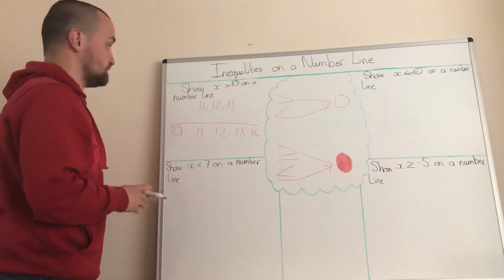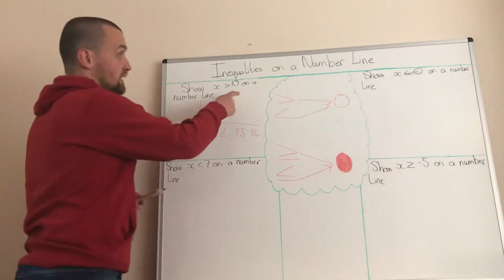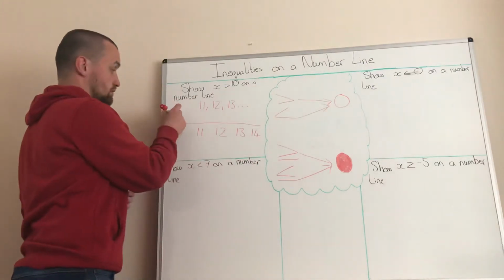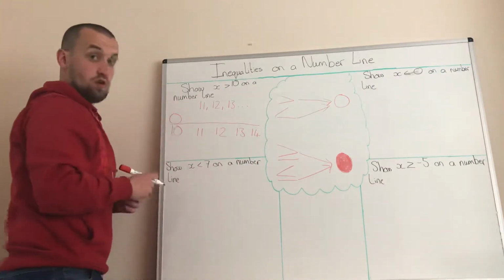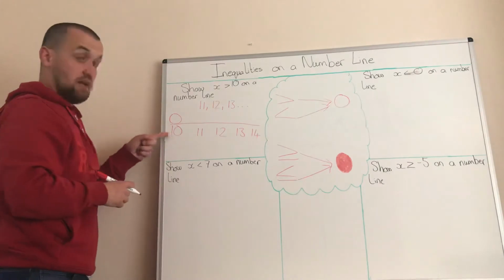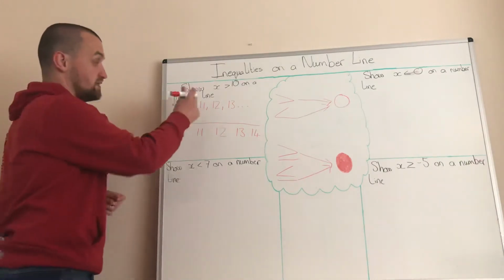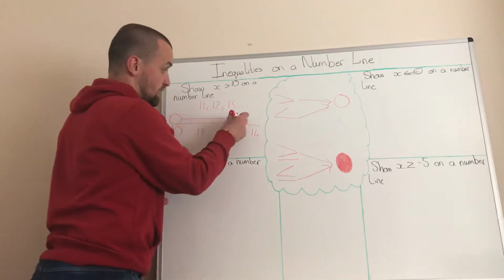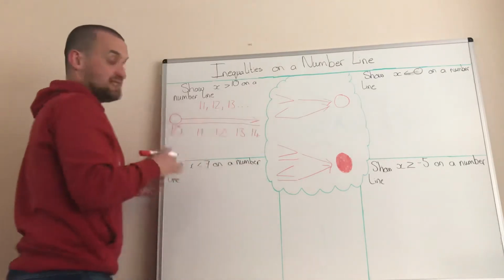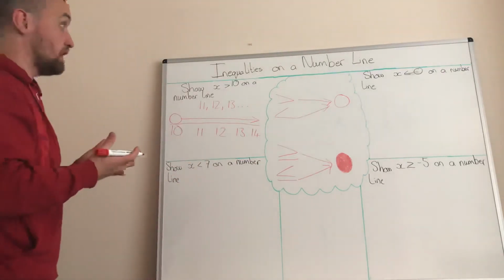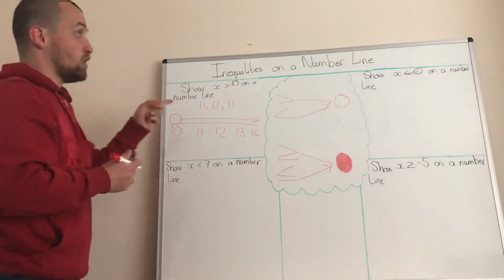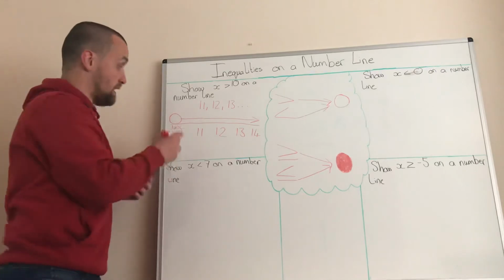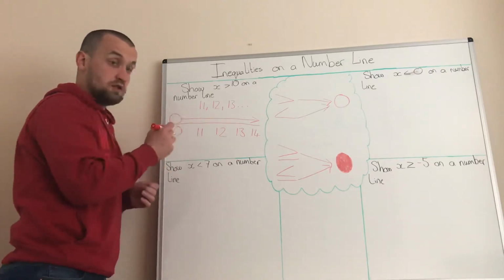It's not technical. Now I said to you that if we have a greater than sign, we use a clear dot. So I'm going to draw a clear dot above 10. Okay, x is greater than 10. So if x is greater than 10, it could be any of these numbers. And that's it. That's the whole thing. That's the whole principle of putting inequalities on a number line.